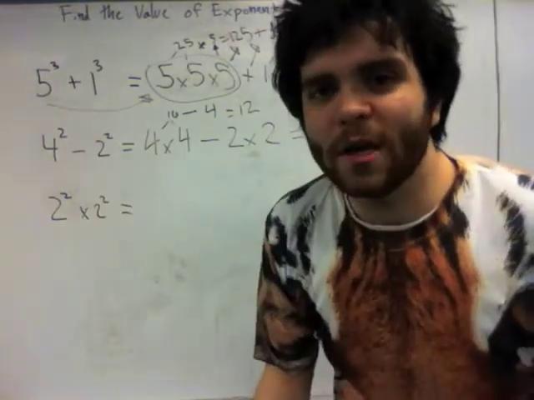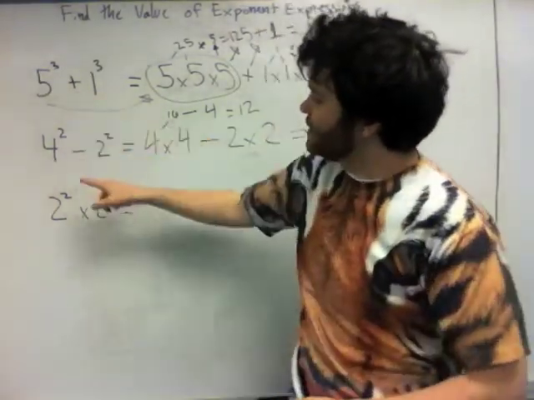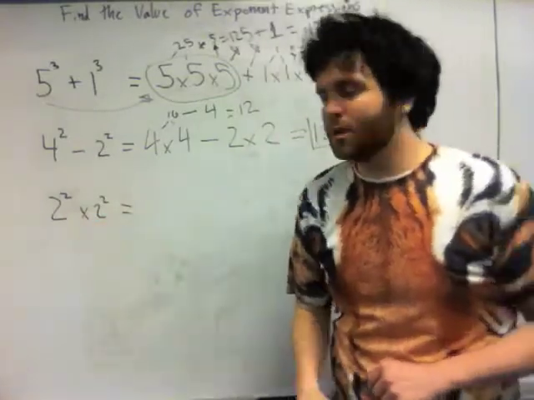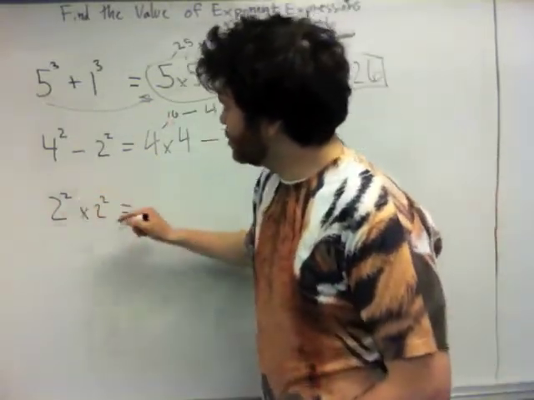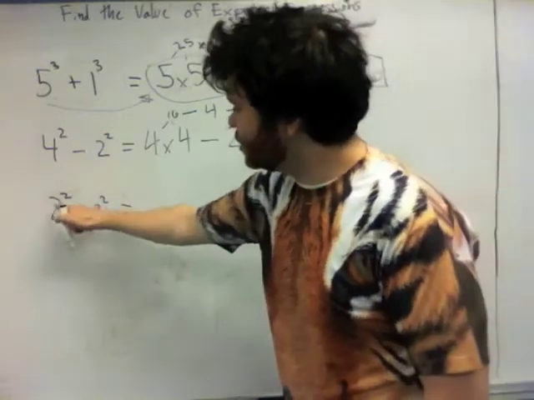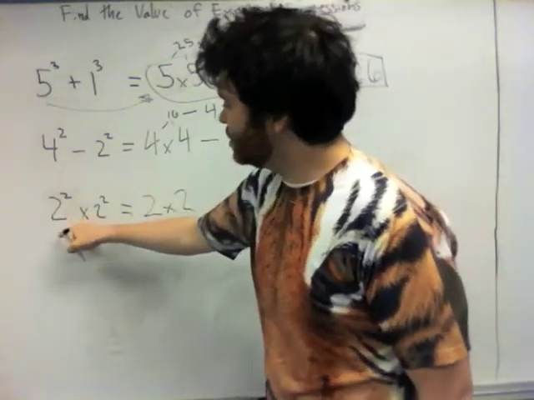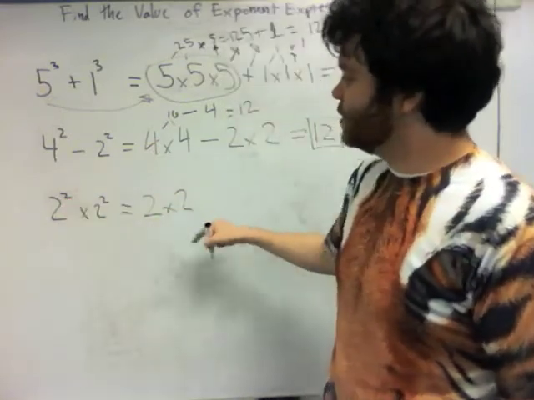Let's try one more example. Our first one had addition. Our second one had subtraction. Let's try one with multiplication. So now we get 2 squared. Well, we know that from up here. That's got to be 2 times 2. 2 times itself 2 times.